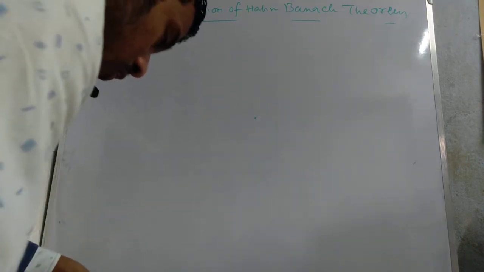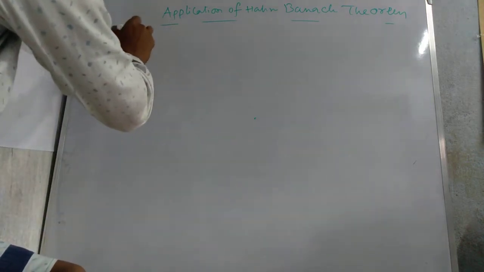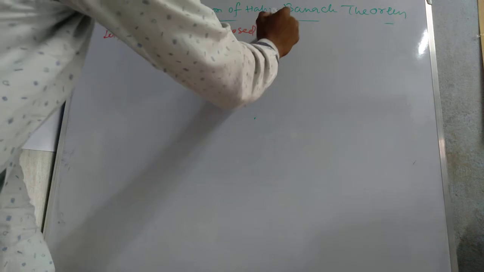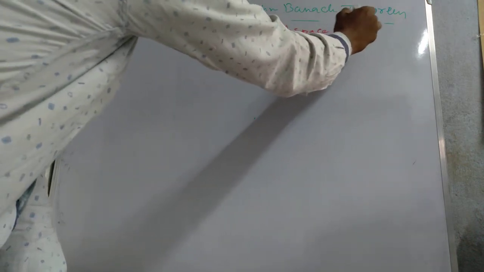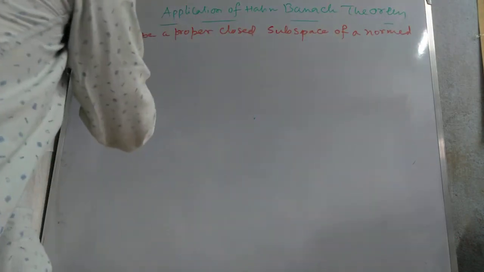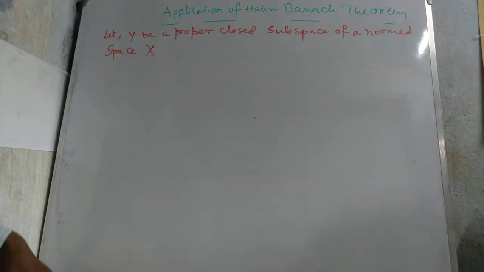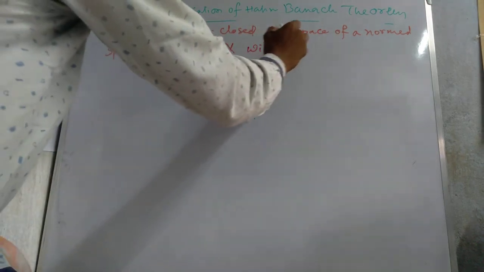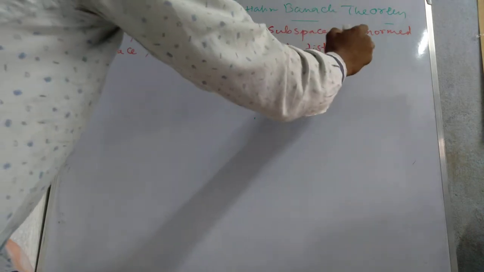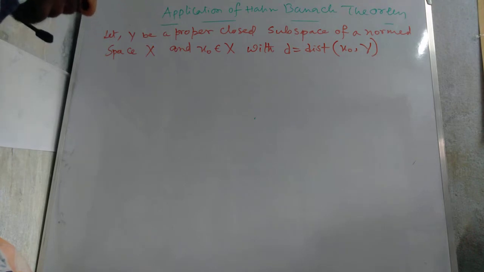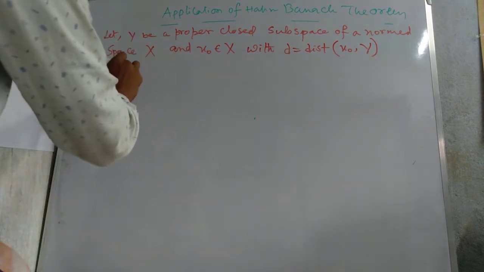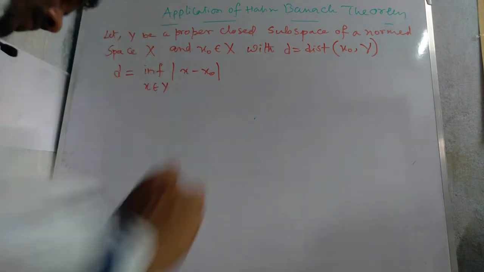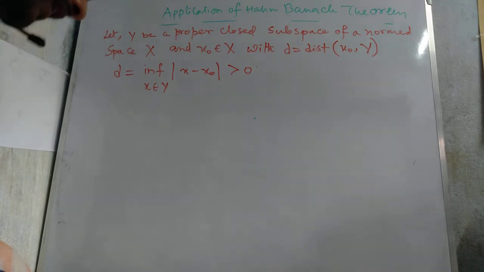Now what do we do? We write here first. Let Y be a proper closed subspace of a normed space X, and x0 belongs to X with d equal to the distance of x0 from Y. Obviously, d equal to the infimum of the norm of x minus x0, where x belongs to Y, and d is obviously greater than 0.